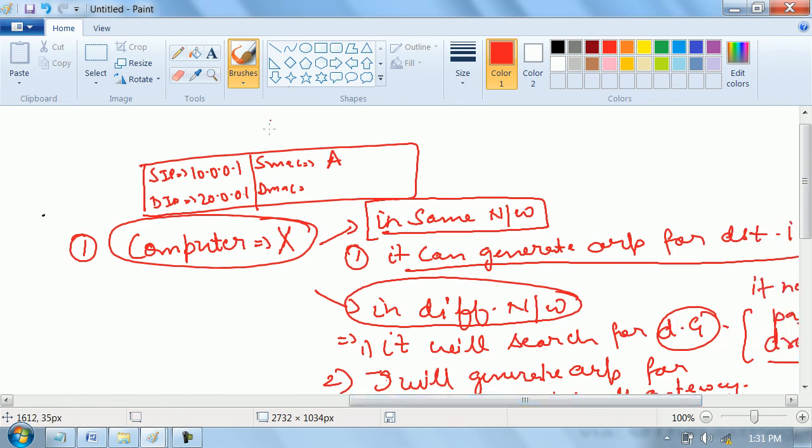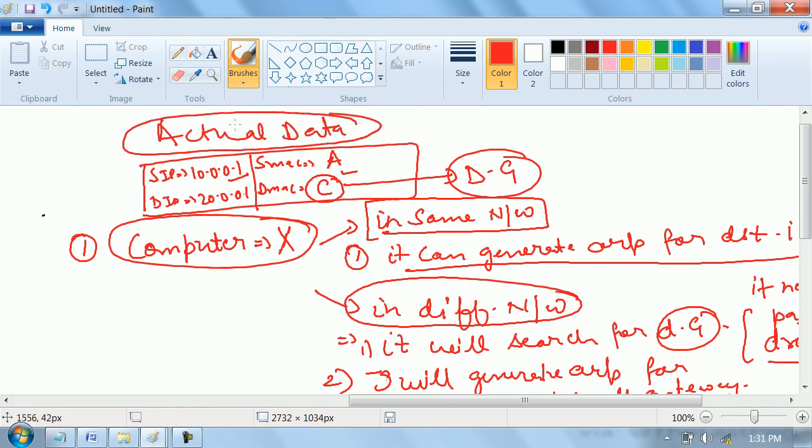Source IP 10.0.0.1, destination IP, source MAC, destination MAC C. It means the destination MAC will be that of my default gateway. This is your actual data. Is this thing clear? Now, look here.